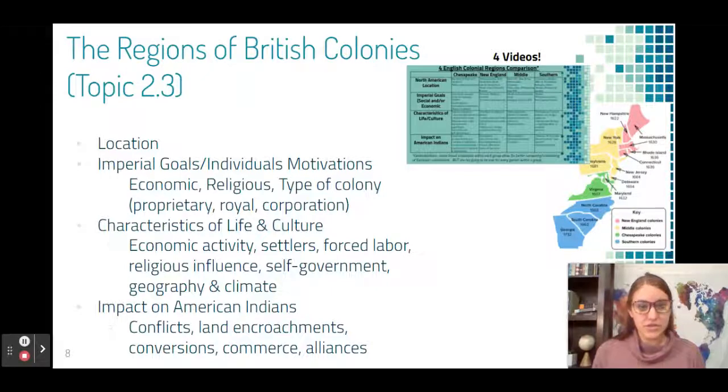All of those things are essential to understanding what life was like in those colonies, and then being able to tell the similarities and differences. And finally, also understanding the impact on American Indians. While some areas had initial peace with American Indians, others had conflicts almost immediately. How did the land encroachments and conversions impact them? And so those are all the things that you would want to be familiar with. Check out, I have 4 videos, one on each of the colonial regions, that will really dive into these particulars.